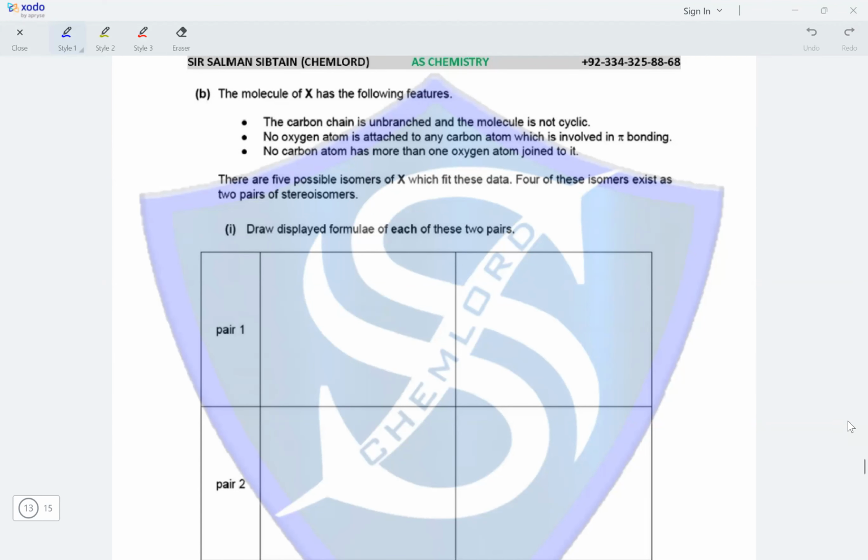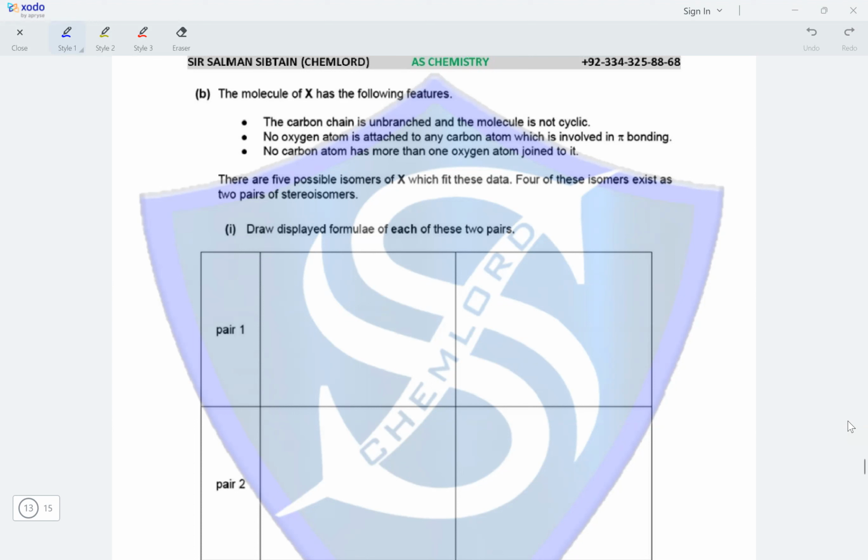The molecule of X has the following features. The carbon chain is unbranched and the molecule is not cyclic. So it is a straight chain compound. No oxygen atom is attached to any carbon atom which is involved in pi bonding. So the double bond present will not have an oxygen atom attached to it. No carbon atom has more than one oxygen atom joined to it. So a carbon atom will only have a single oxygen atom joined to it.